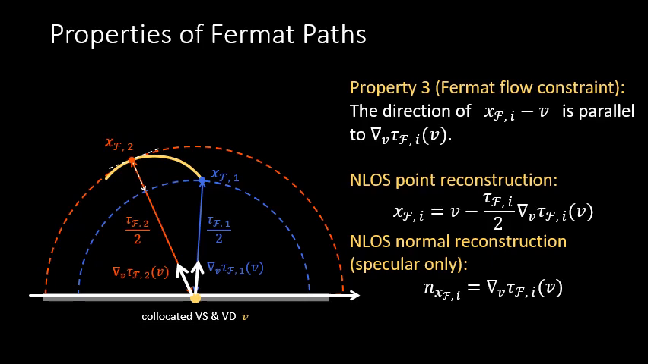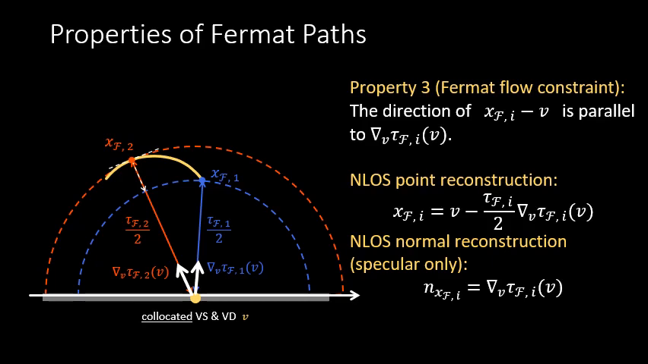The Fermat flow constraint says that if we know the length of a Fermat path and its gradient, then we can reconstruct a point on the non-line-of-sight surface through a simple geometric operation. We intersect the sphere we described earlier, with center the virtual source, with a line that is parallel to the gradient and passes through the virtual source. The point of intersection will be the point on the non-line-of-sight surface. Additionally, if the Fermat path is specular, the gradient also gives us the surface normal at the non-line-of-sight point.